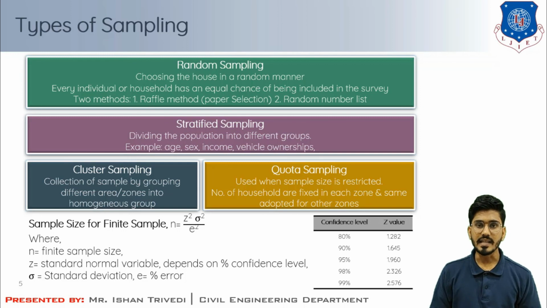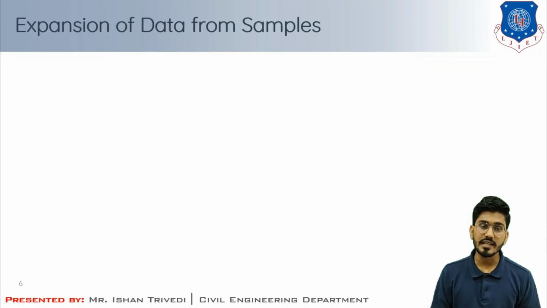Now as I have collected the data, I have to expand that data from the samples. So next is expansion of data from the sample. Why do we require this expansion? See, out of 100% of the total population of the study area, I have taken only a small percentage as a sample. Now I have to expand those sample sizes. For example, if I conduct a 5% sample, then what about the remaining 95%? I have to expand it up to 100%.